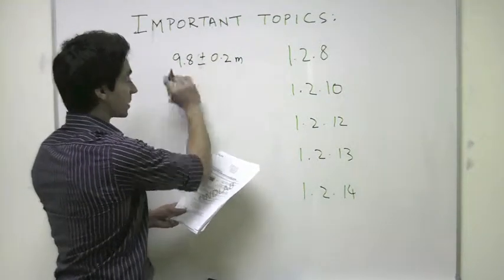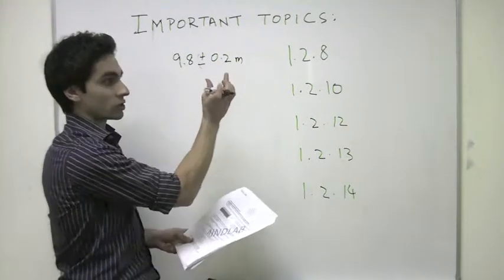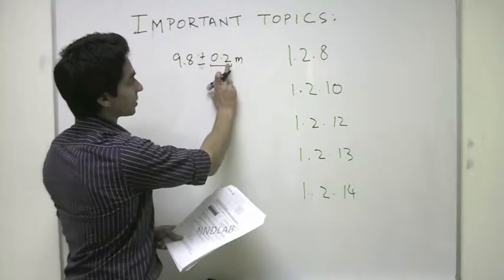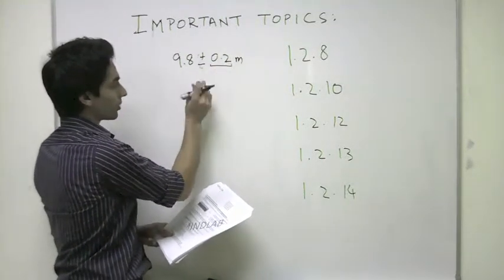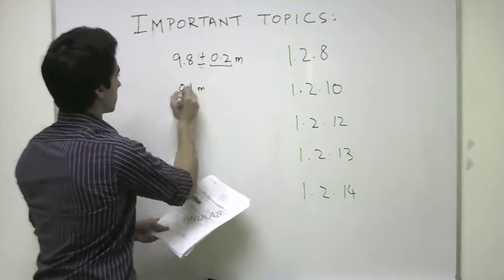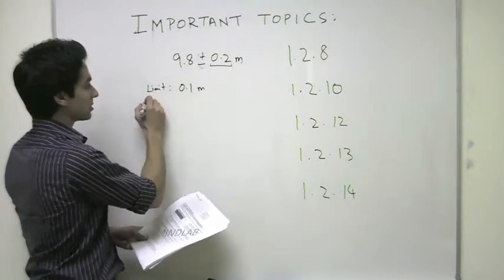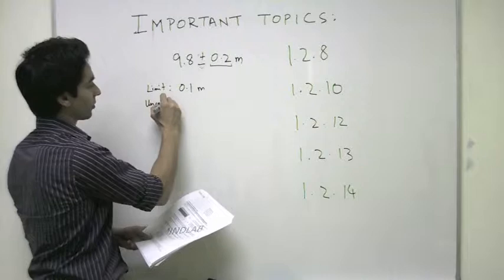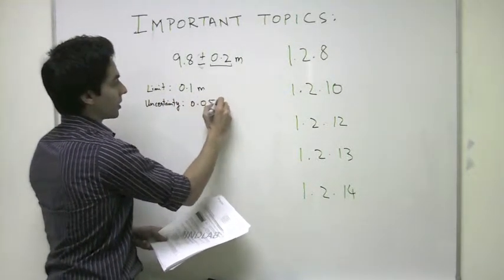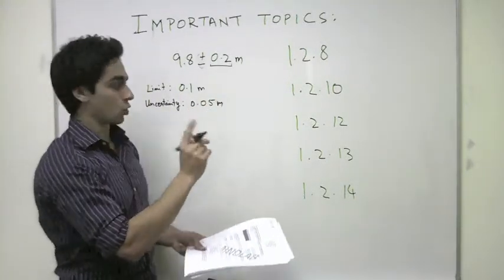Firstly, the limit of reading. The limit of reading would be the smallest limit to which you can read. Now over here you see that it's been measured to 1 decimal place of accuracy. So whatever instrument you're using to measure this, the limit of reading would be 0.1 meter. And the uncertainty in this reading is going to be half of the limit of reading, 0.05. Remember, uncertainty is always written in one significant figure, no more.